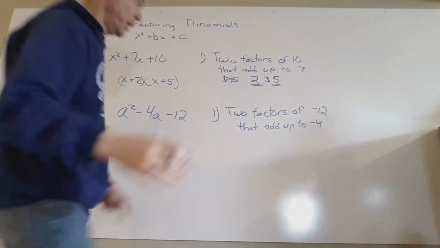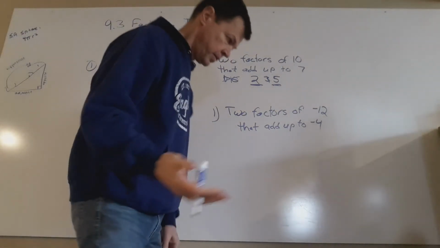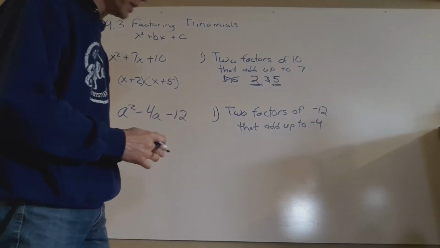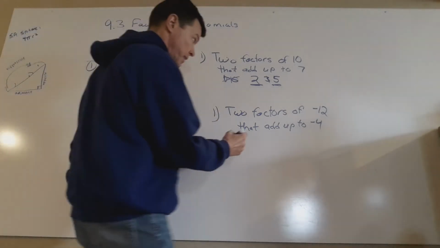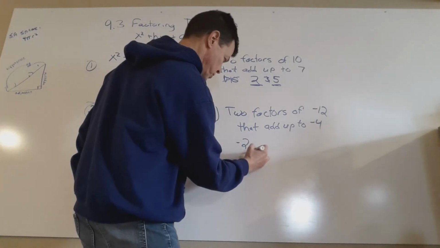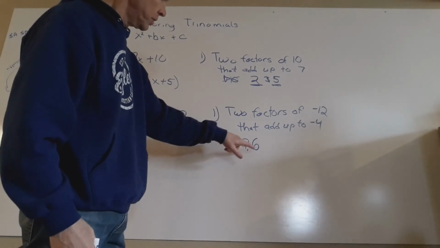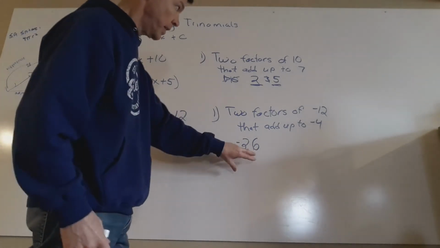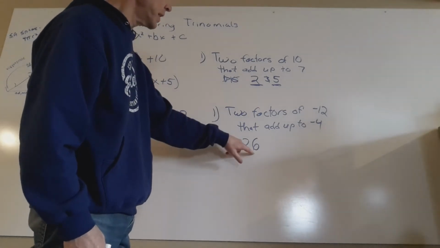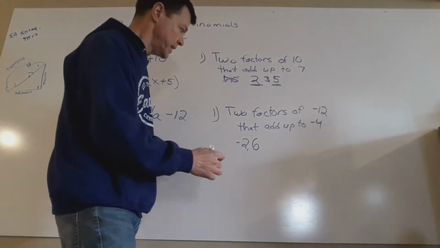So just a little quick brainstorming. Two factors of negative 12. What are two numbers we multiply together and we get negative 12? Obviously, one's going to have to be negative and one positive because that's the only way to get negative 12. And they add up to negative 4. So let's look at negative 2 and 6. Negative 2 times 6 equals negative 12. That criteria is good. But when we add these together, negative 2 plus 6 is positive 4. So we've got the 4 part, we just need to get it to be negative.